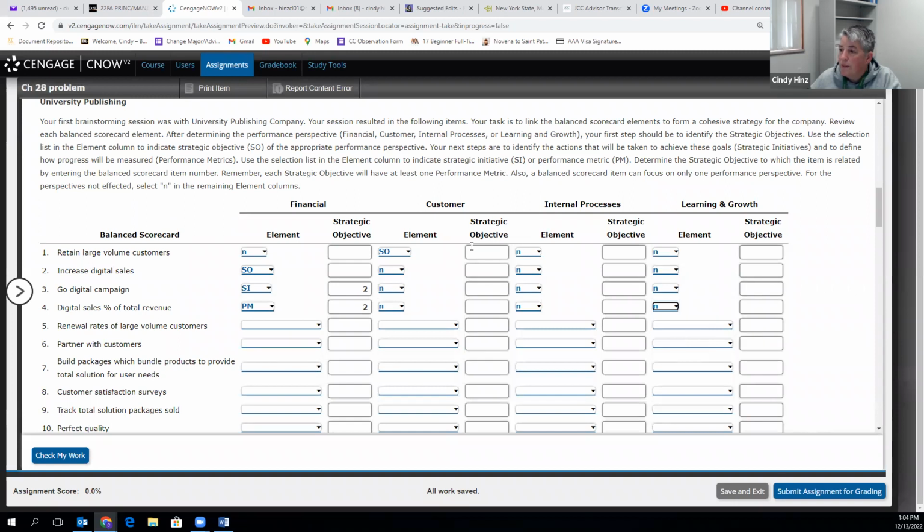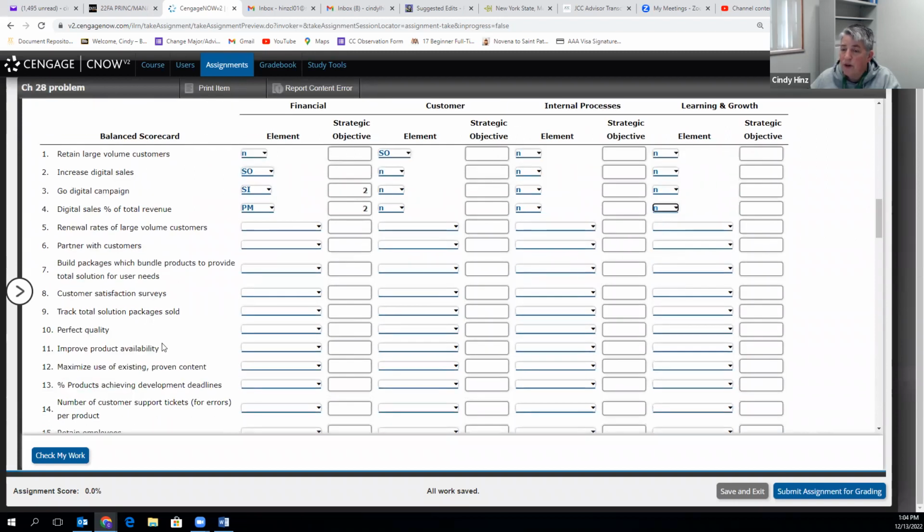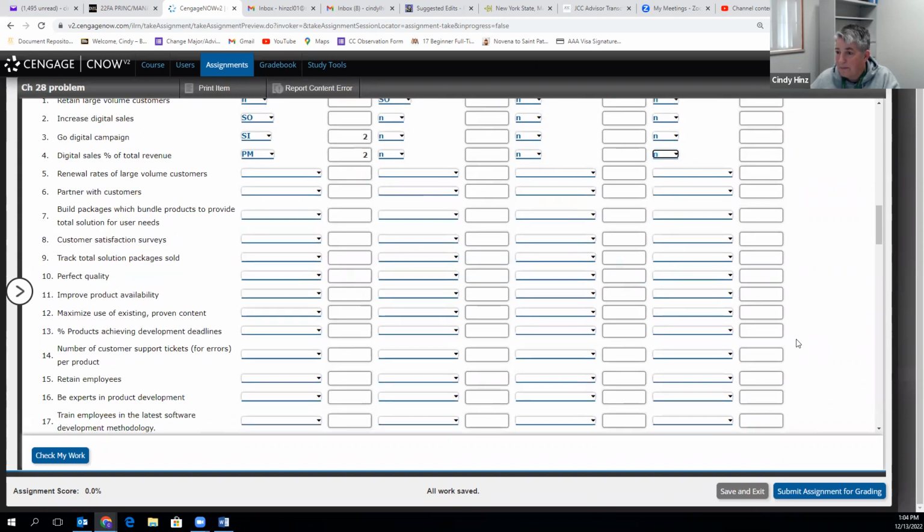And that's how you're going to continue for each one of these lines. Make a decision about whether it's an objective, an initiative, or a performance measure. If it's an initiative or a performance measure, it needs to tie back to some objective that the company has already identified, and you have to put it under the correct perspective of these 4 perspectives, and then mark all the other perspectives as N.